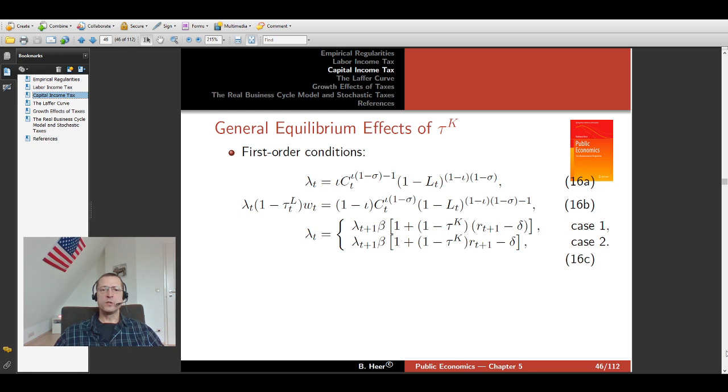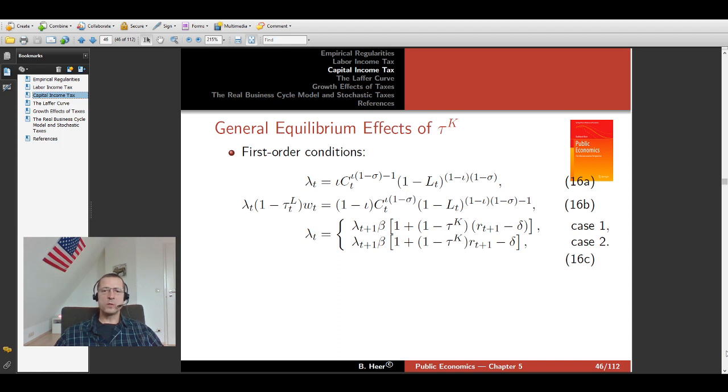According to the second equation, the left-hand side is the extra utility when we work an additional unit of time. So then we get the net wage (1 minus tau_L) times w. And converted into utility units, we have to multiply it by the marginal utility lambda. On the right-hand side, we have the marginal utility of leisure. So of course, in optimum, these two have to be equal. Otherwise, we could increase our utility by either increasing leisure or increasing work.